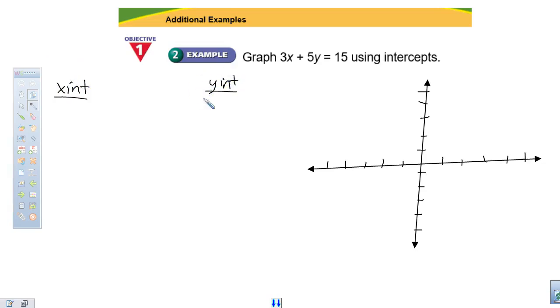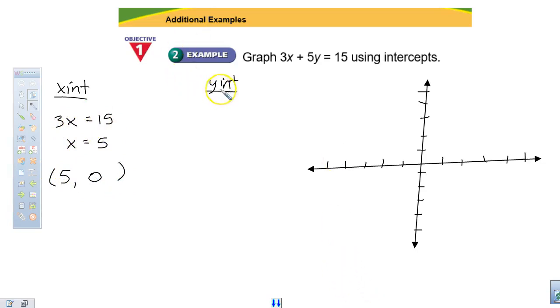So if you're finding your x-intercept, which one is 0, x or y? The y, right? So that y is just going to disappear. So we're going to have 3x is equal to 15. So what's x equal to? 5, right? So see how minimal amount of work I'm showing? Not a whole lot, just a little bit. So what would your ordered pair be? 5, 0. Yep, 5, 0.